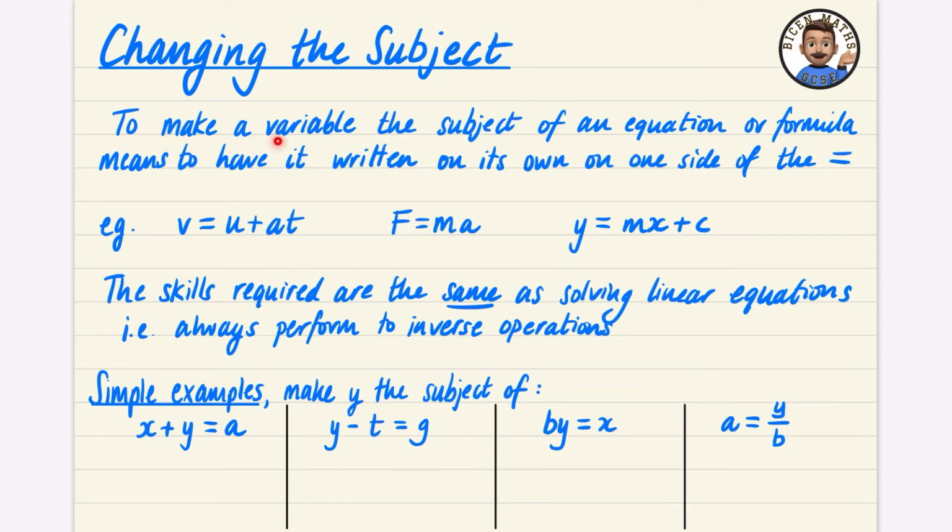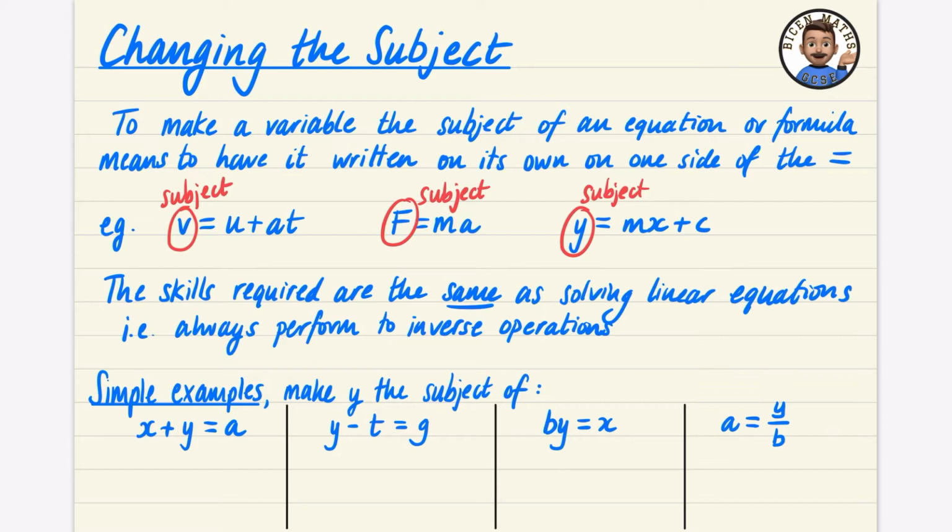So I've written here that to make a variable, which is just a letter, the subject of an equation or formula means to have it written on its own on one side of the equal sign. So for example, in this first one, V is the subject of the formula. And F is the subject of this formula that we have. And over here we can see that Y is the subject. It's only appearing once, and it just immediately has the equal sign afterwards, so it's in terms of something else.